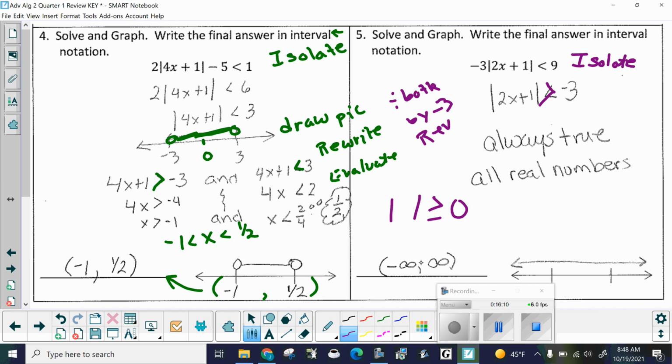Negative infinity to positive infinity. It wants it in interval notation, so you would put that. You could also put in set builder notation, x is an element of all real numbers. And for graphing it on the number line, you could put any value you wanted here, 0, 5.